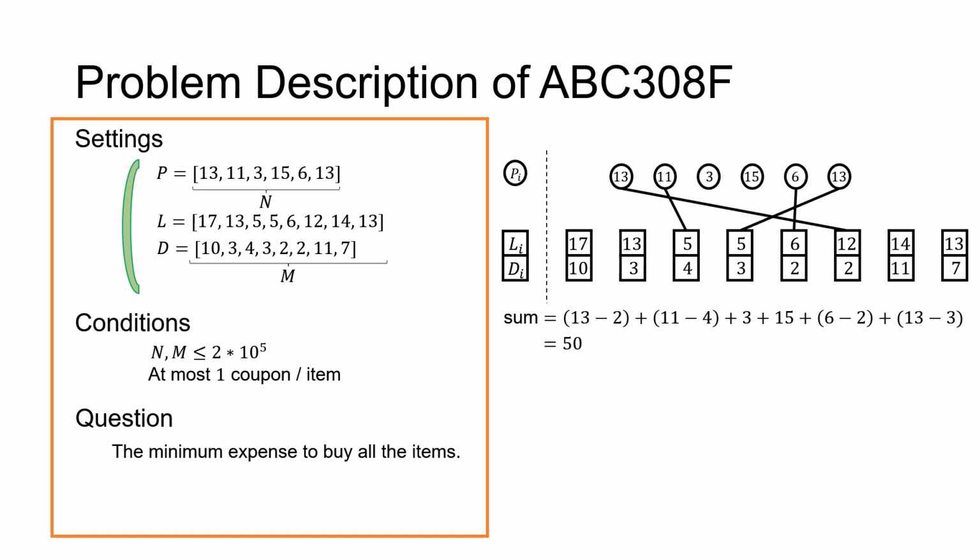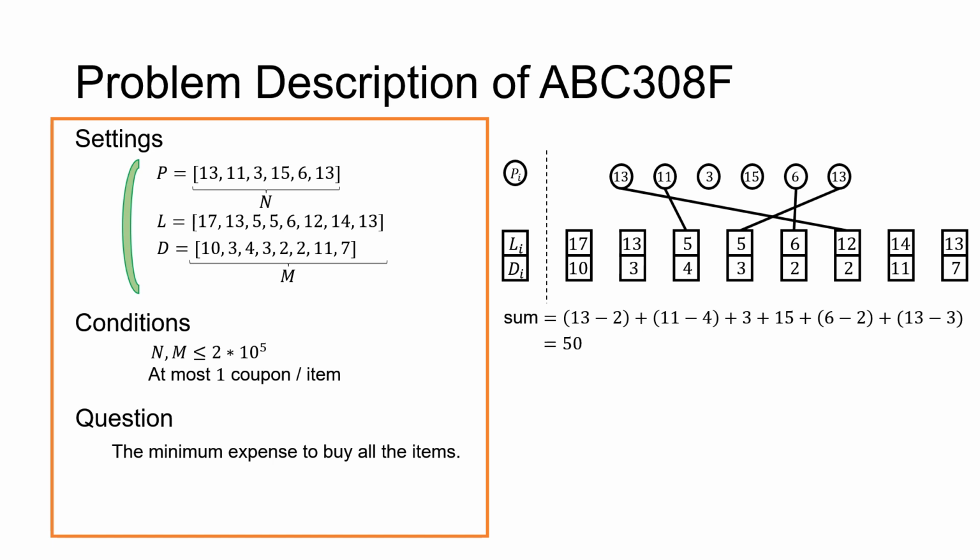We have n items and m coupons. The prices are given in array P. The i-th coupon can be applied to an item whose price is at least Li, and it provides a Di discount. Multiple coupons cannot be used for the same item. Our problem is to find the minimum total amount of money required to buy all n items.